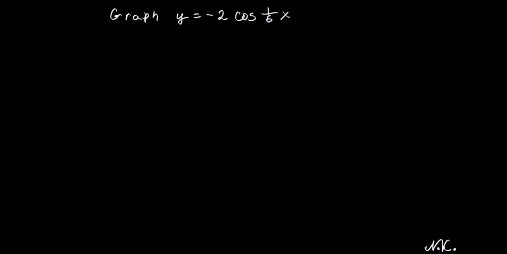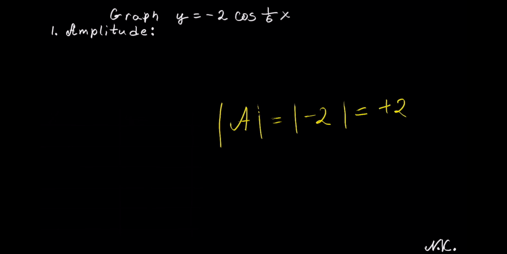Hello, in this video we will graph y equals -2 cosine of 1/6 x. The first thing we need to do is calculate the amplitude, which is the distance from the center line to the highest or the lowest point. To calculate the amplitude, we can take the coefficient of cosine and take the absolute value of it. So the absolute value of the coefficient of cosine, which is -2, is equal to +2. So the amplitude is equal to 2.